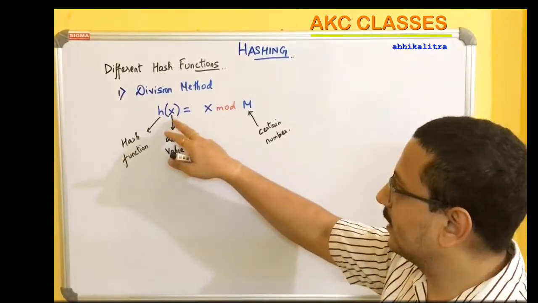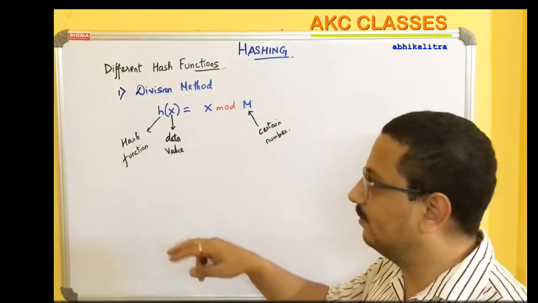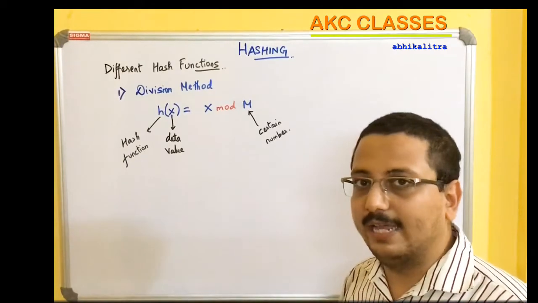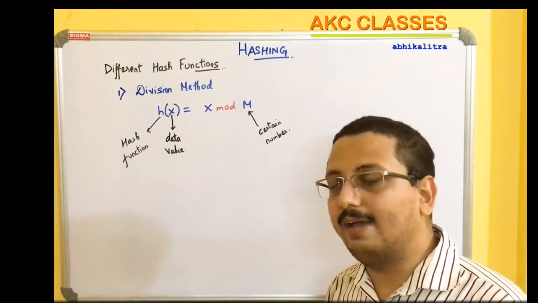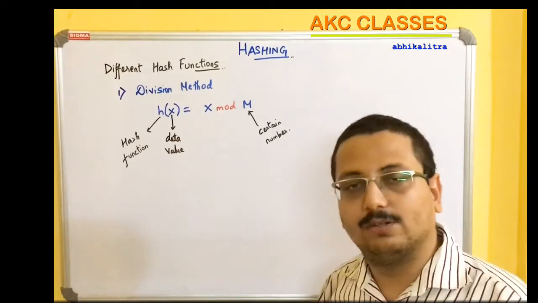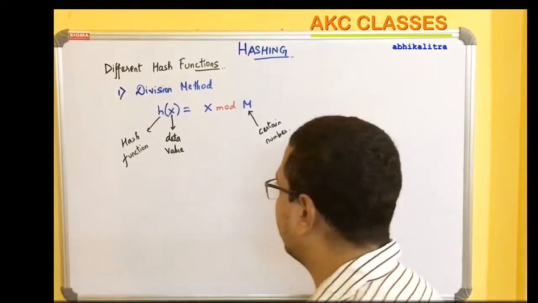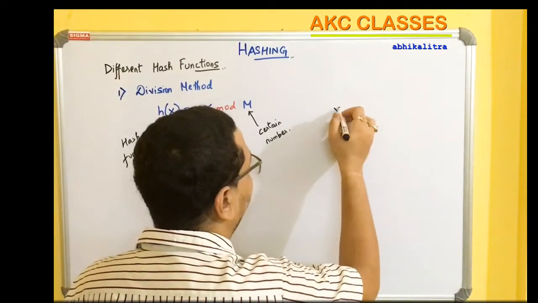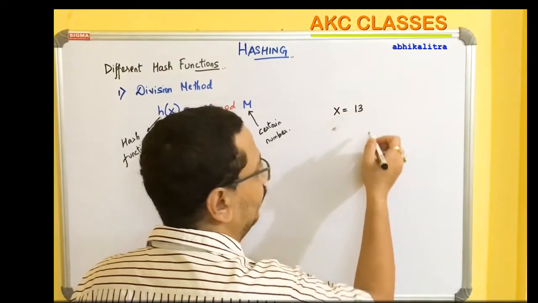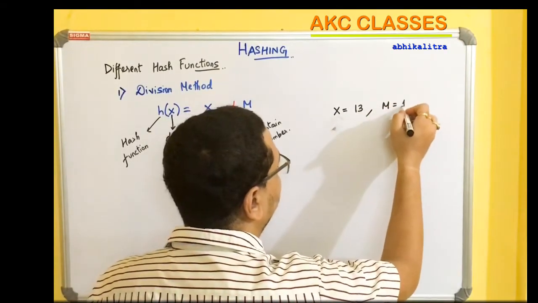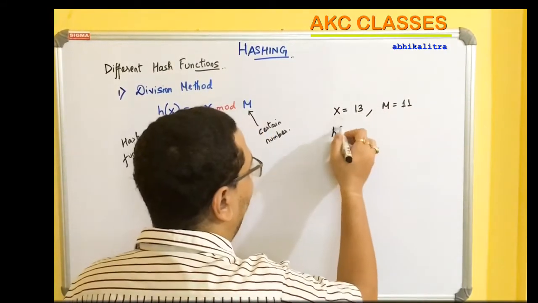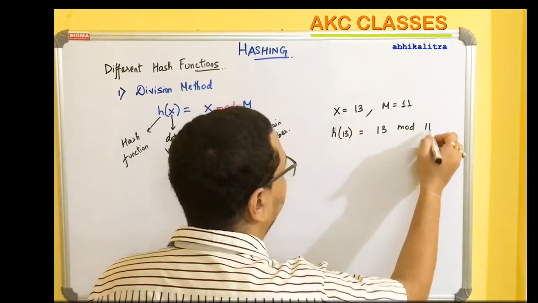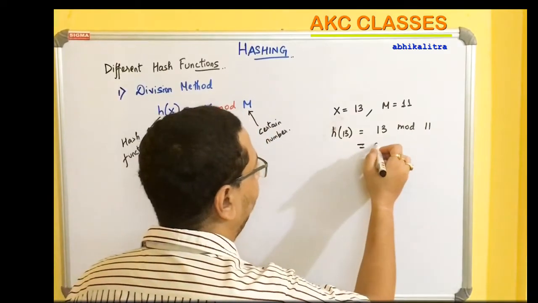If I want to store the x, which is the data value, in the hash table, then I divide x by m and obtain the remainder value. The remainder value is the index value where I have to store the x in the hash table, right? So I will take a very simple example. Say the value of x is 13 and the value of m is 11. So h of 13 will be equal to 13 mod 11. So obviously the result that I'm going to get is 2.